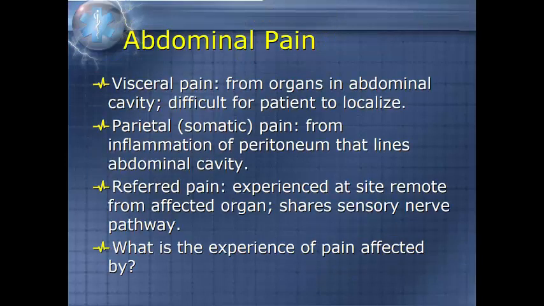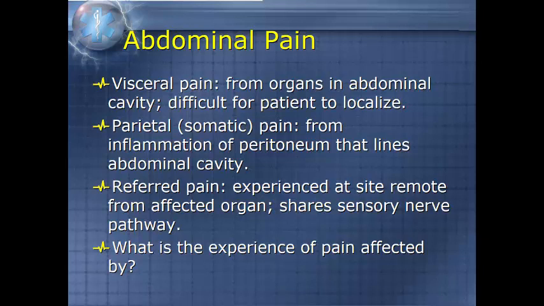So with your visceral pain, this is from the organs, and it's difficult for the patient to localize. So this is the one where they're going to kind of move their hand around their abdomen. They're going to go, it just kind of hurts here, and they can't pinpoint where it is. Alright, the parietal pain, this is from the inflammation of the peritoneum. This is usually a sharp, static pain, and this is usually where they can point to one area with one finger and say, it hurts here. This is a specific point that hurts.